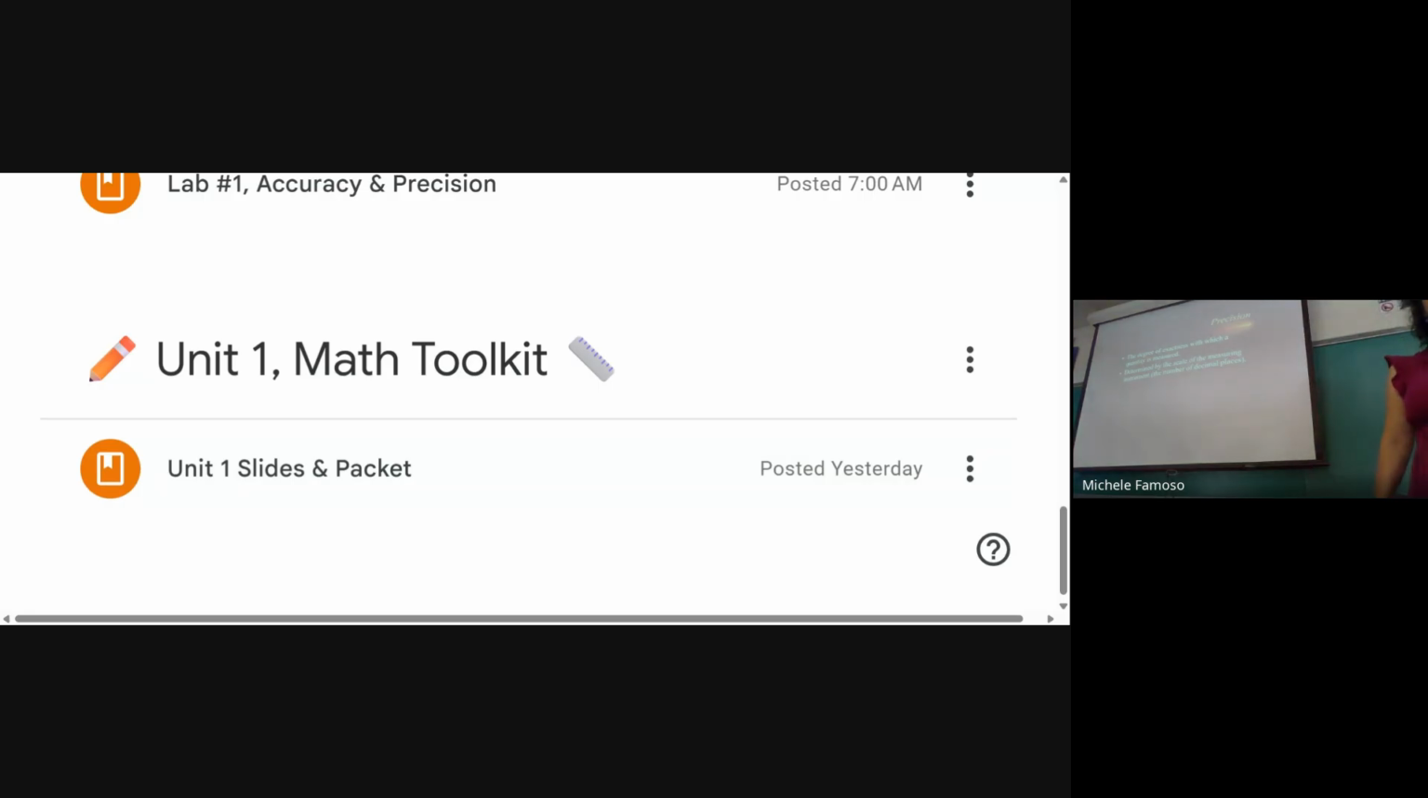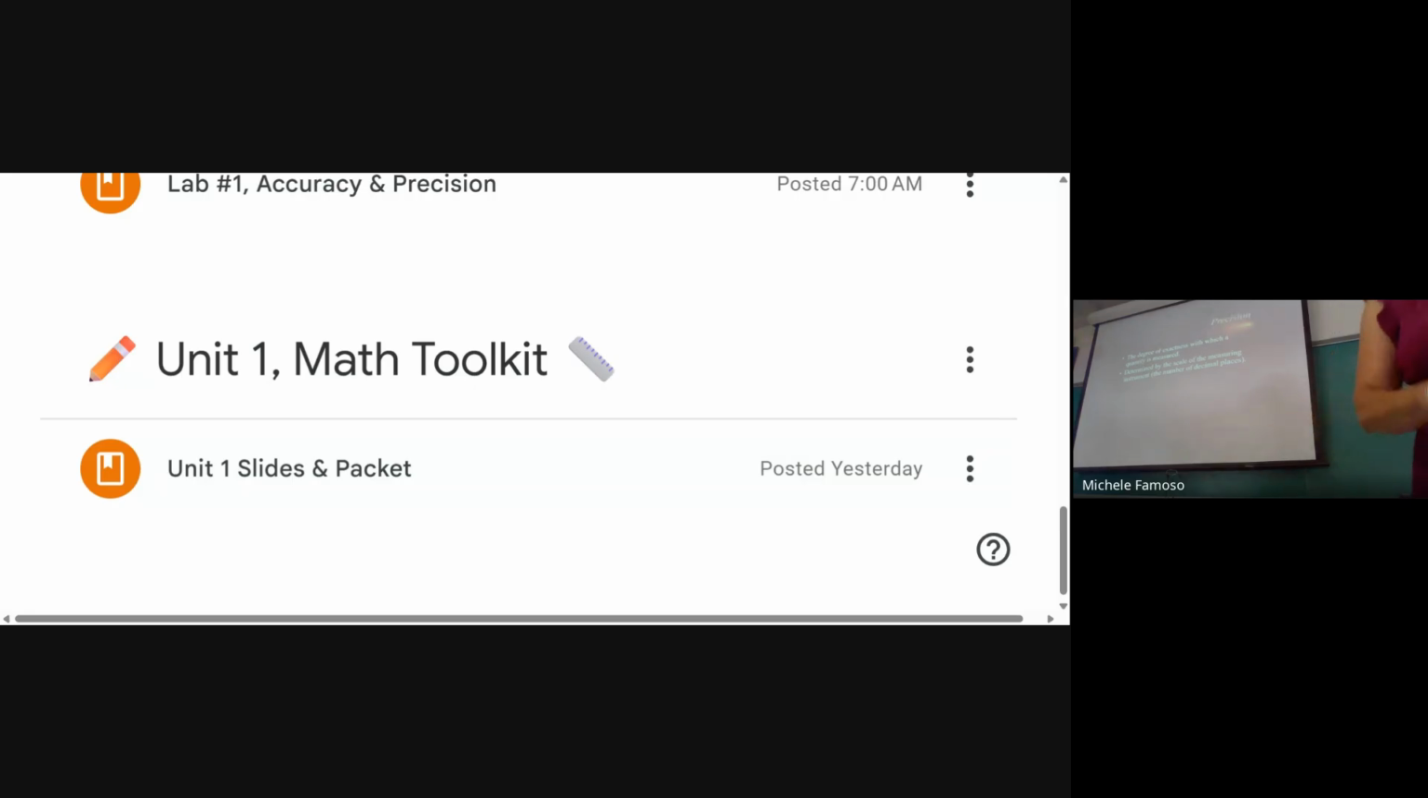And you will have to figure out how many decimal places you're allowed to go to based on the instrument you have. So you're not going to say, Ms. Famo, so what number do I write this down to? You're measuring with the ruler. I'm going to say, okay, what's the rule for the precision of this? And that's what we'll be looking at in a minute.